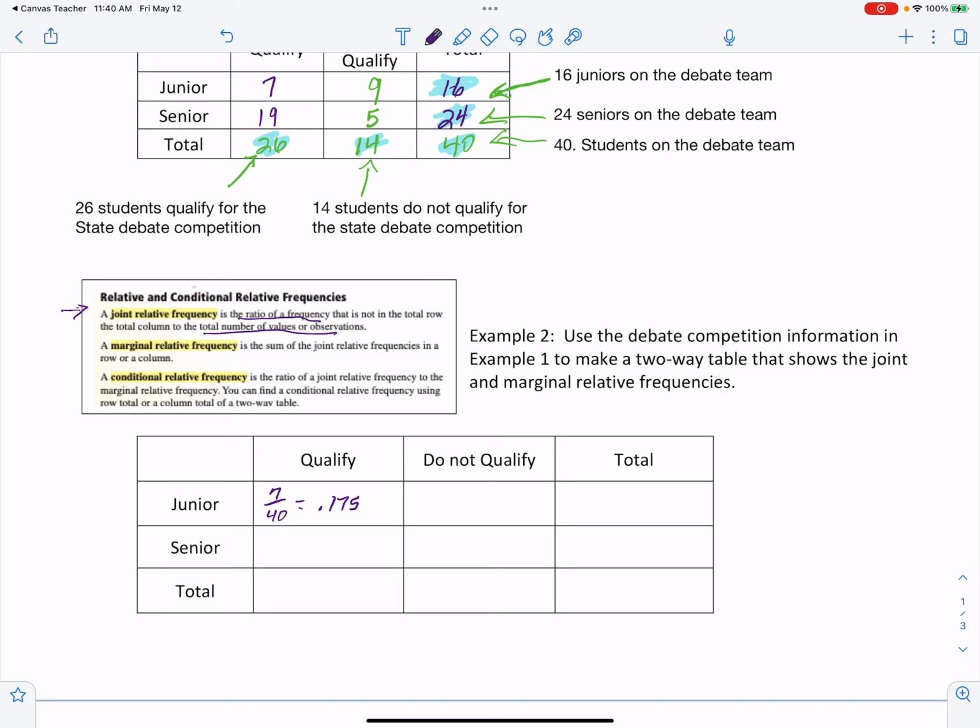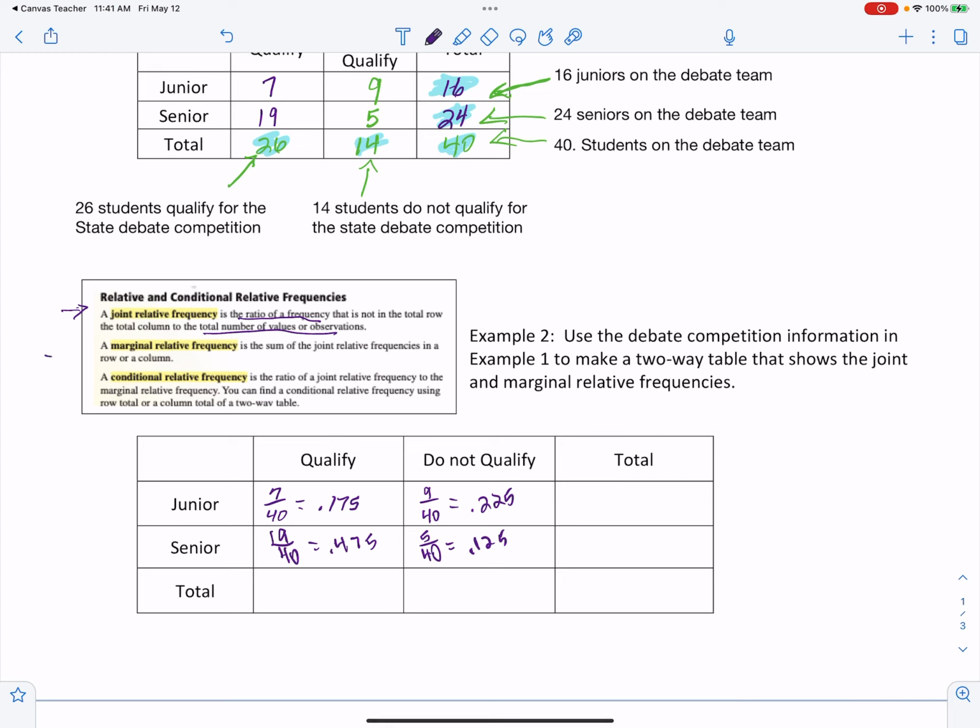So this 0.175 is a joint relative frequency, and then we can do it with the 9 out of 40, and that comes out to 0.225. And then we can do 19 out of 40, and that is 0.475. And we have 5 out of 40, and that is 0.125. So those 4 are the joint relative frequencies.